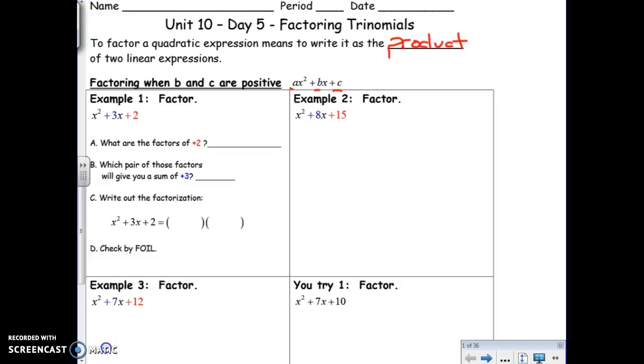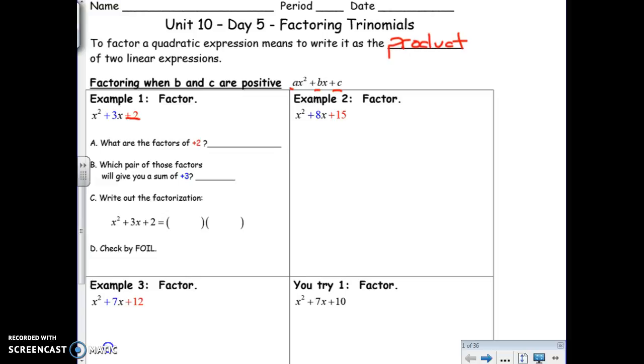What we're trying to do here in example number 1, it says factor x squared plus 3x plus 2. We're trying to figure out what multiplies to give us x squared plus 3x plus 2. So to begin factoring this, we're going to first ask ourselves, what are the factors of our C value? In this case, our C value is positive 2. And factors are numbers that multiply to give you that number. So what numbers multiply to give you positive 2?